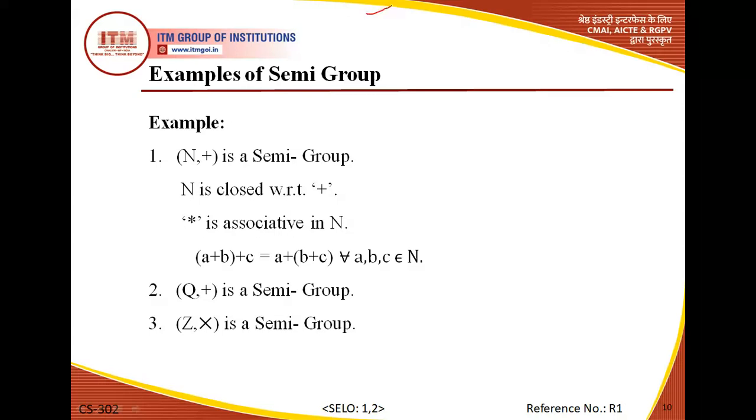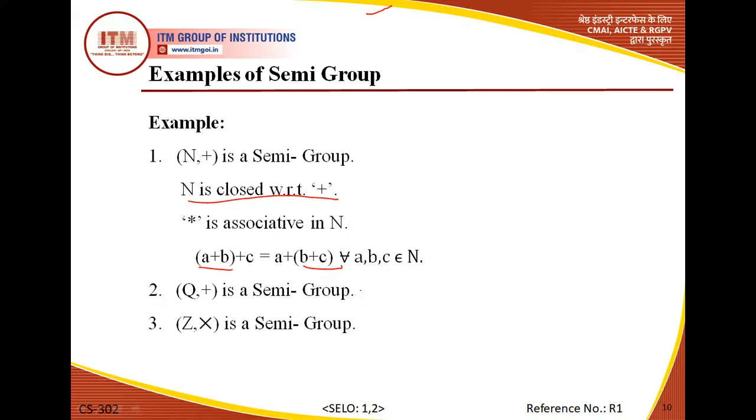Now we will see associativity. If we add A and B first, then with C, and if we add B and C first and then with A, obviously the answer would come out to be same. That's a very easy example. Hence, N plus is a semigroup.